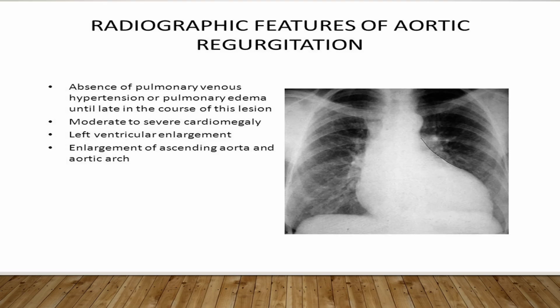When we see the chest radiograph, this is a radiographic feature of aortic regurgitation. There is absence of pulmonary venous hypertension or pulmonary edema until late in the course of the lesion. There is moderate to severe cardiomegaly when there is severe aortic regurgitation, and also left ventricular enlargement and enlargement of the ascending aorta and the aortic arch.